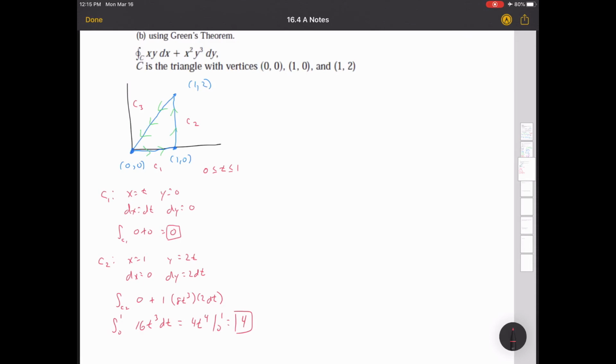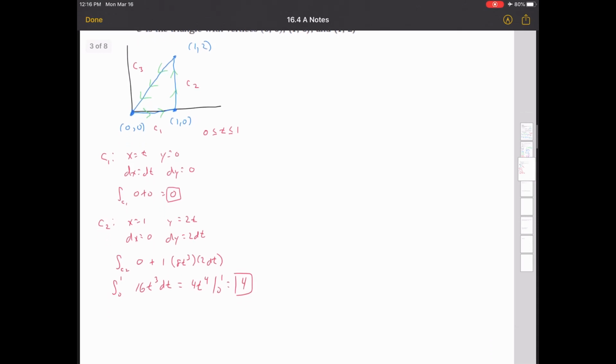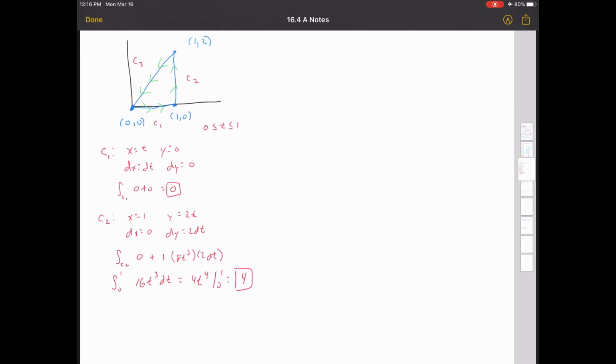Alright, so now let's take a look at C3. And C3 will be the one that's the most involved. C3 goes from the point (1, 2) to (0, 0). So x starts at 1 and goes down 1, so it should be 1 minus t. y starts at 2 and decreases by 2, so 2 minus 2t. So dx is negative dt, and dy is negative 2 dt.